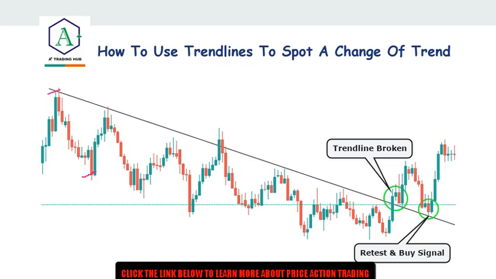First, you need to watch out for the breakout. This was a breakout here. Price broke out of the trend line and we had a retest. So this retest here is where we have a buy opportunity to join the new emerging trend.